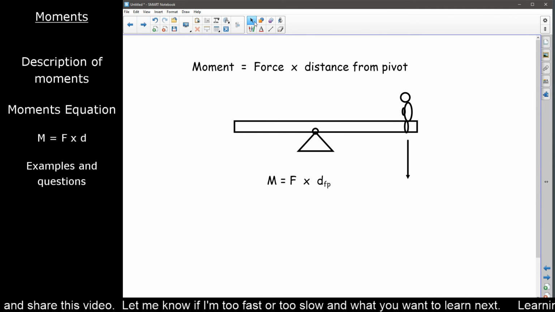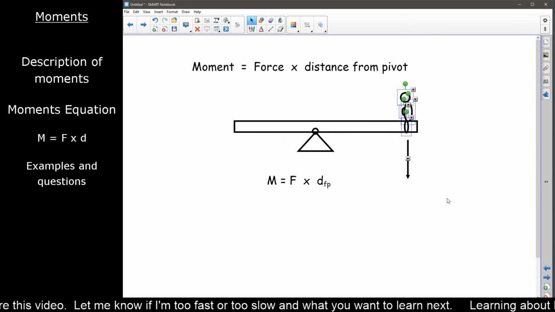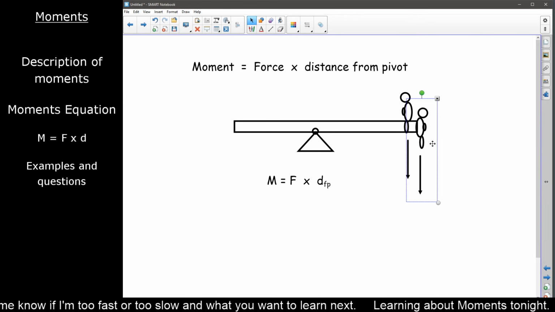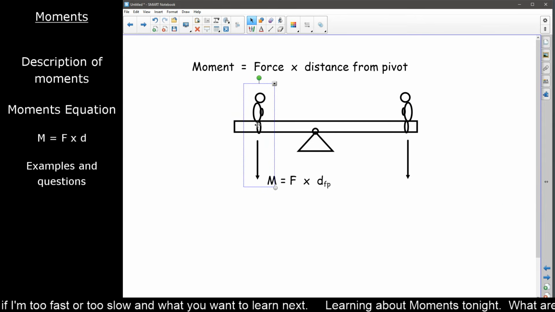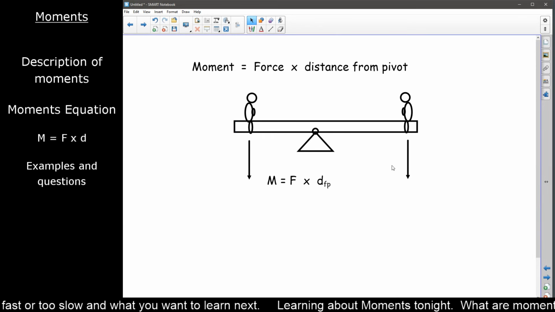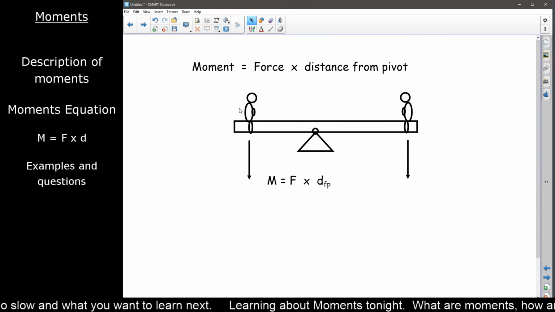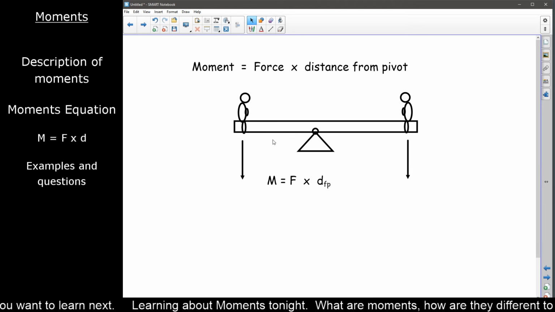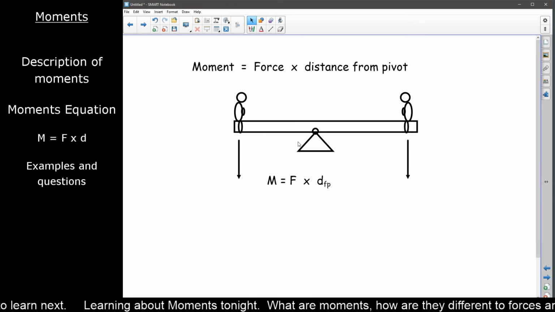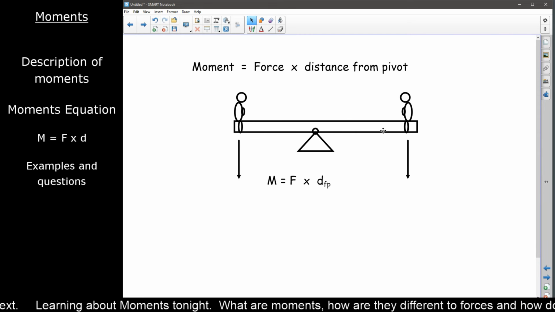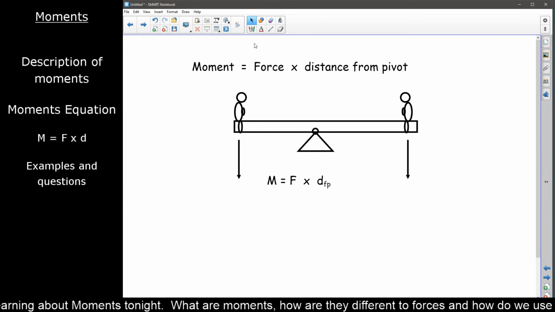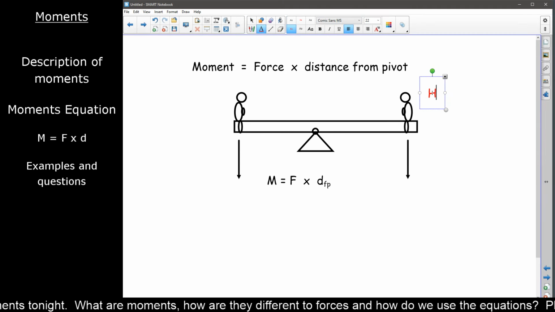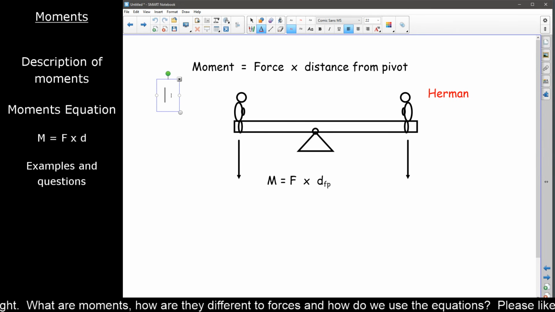Now, the other problem with this is that let's imagine we have another child. So let's flip that horizontal left to right. Let's imagine that this child is identical to Herman. This is Rudolph over here. Why not? German children on a seesaw. And let's imagine that they're kind of equal distance from the pivot point. We'll need to label them: Herman and Rudolph.